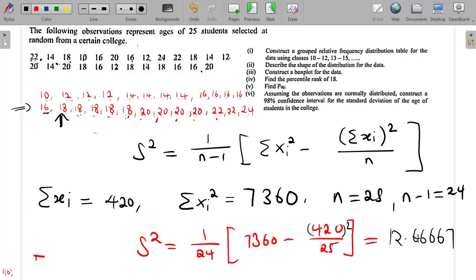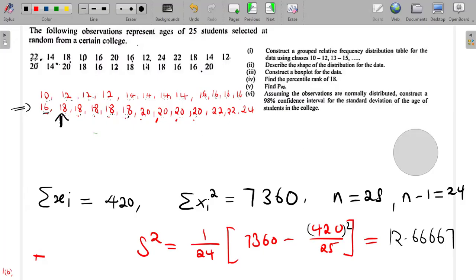Let me solve it once more. 7360 minus 420 squared divided by 25 gives me 7056, and then I divide this by 24. So the answer is correct. I found my variance, s squared, to be 12.67. That is my variance.